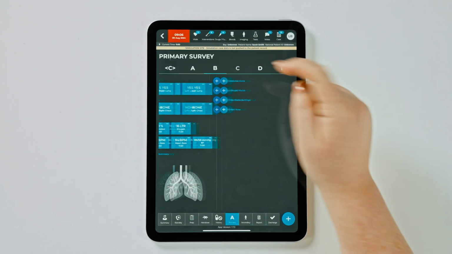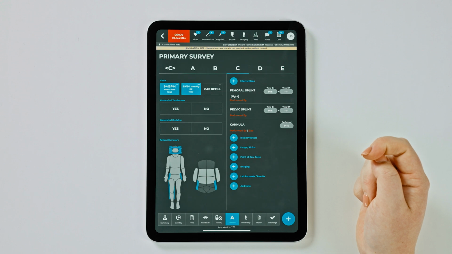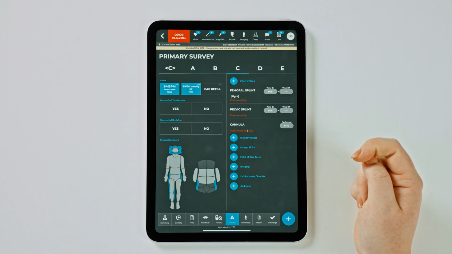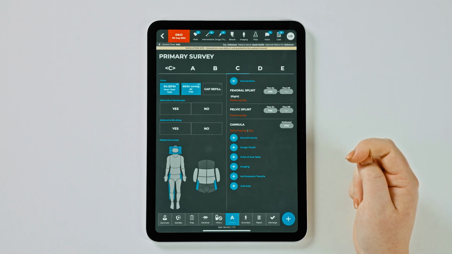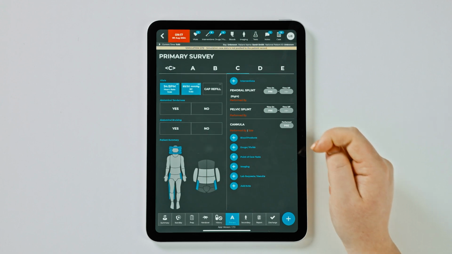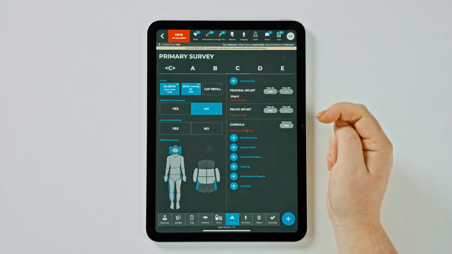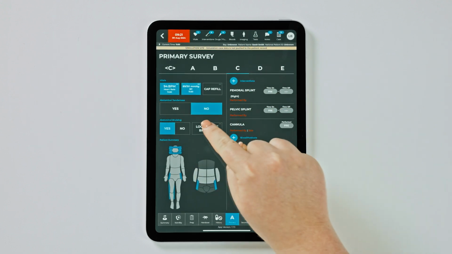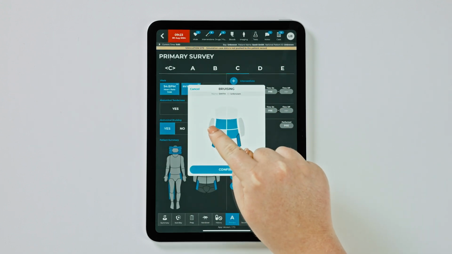Moving on to C for circulation. The surgical registrar completes an examination of Sarah's abdomen and is concerned it is very rigid. Due to Sarah being unconscious, he's unable to assess for any tenderness. However, there is central bruising across her abdomen.